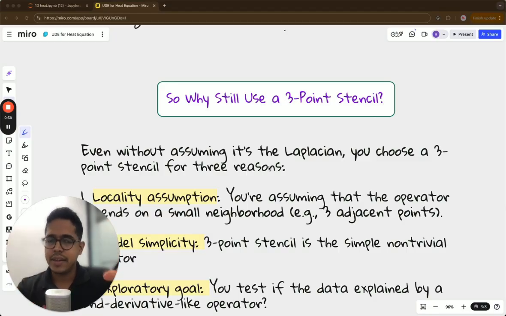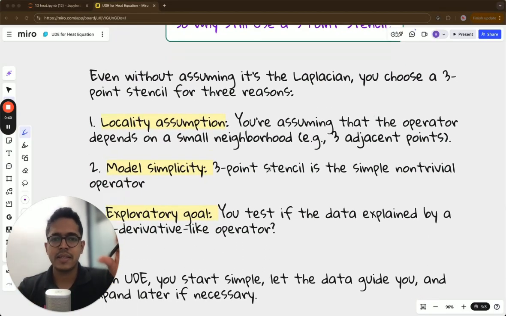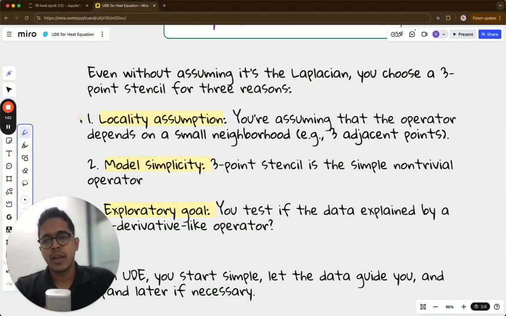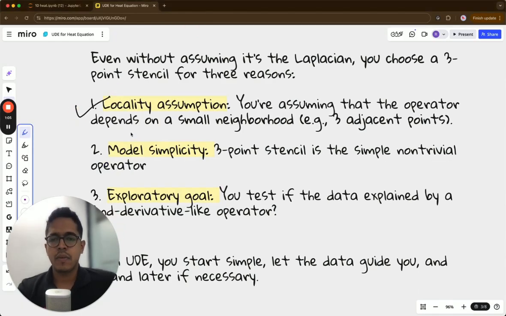So here there is a reason why we are picking a 3-point stencil. Firstly, you are assuming that the spatial gradient or spatial second order derivative, any order gradient, is only dependent on the point itself and its two adjacent neighbors. So if i is the point, then the spatial operator depends on i plus 1 and i minus 1. Okay, so it's called a locality assumption. You're looking at the immediate local neighborhood of the point.